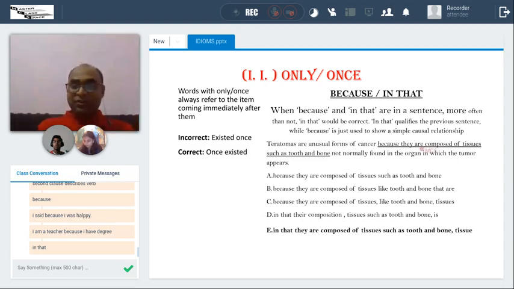The same information here. So you will notice that the second part is an explanation of the noun, right? So the second part is not an explanation of any verb, but of the noun. And that is why it should be "in that" rather than "because."